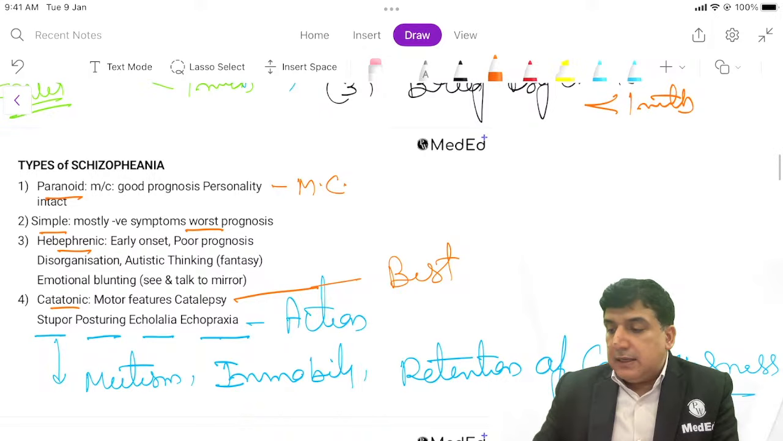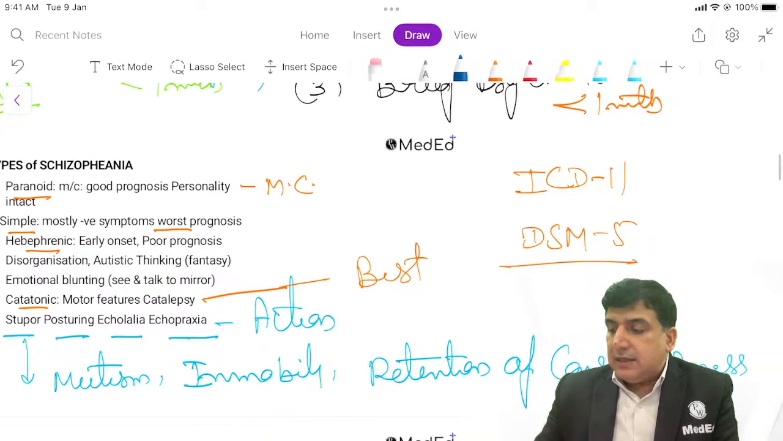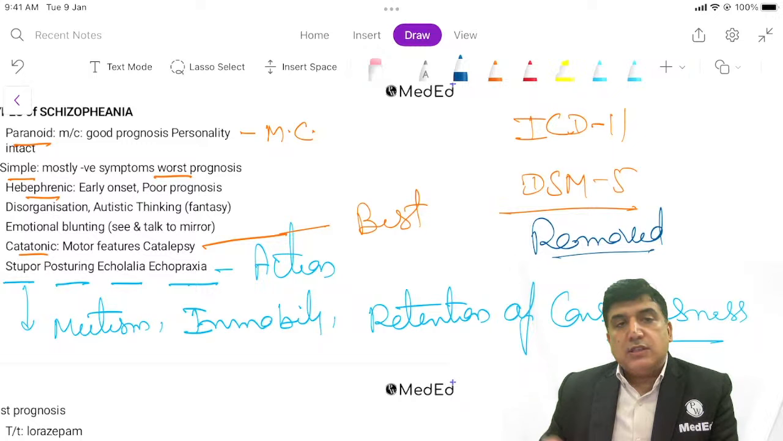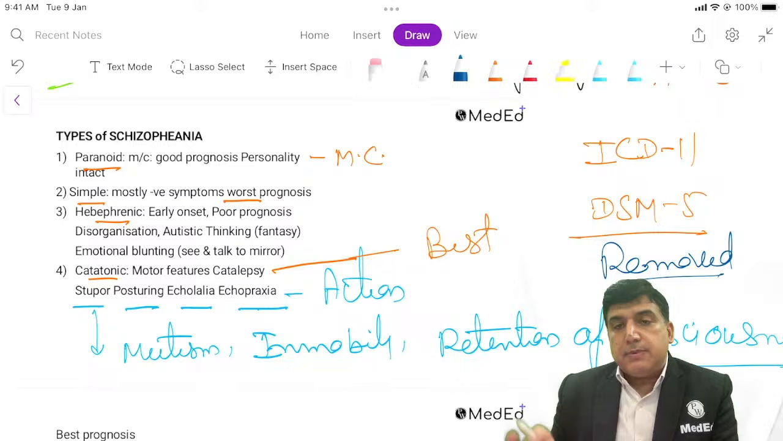But currently I want to tell you that in ICD-11 and DSM-5, these categories have been removed. The current studies don't support that we can have various subcategories of schizophrenia. So according to the current classificatory systems of psychiatry, ICD-11 and DSM-5, schizophrenia is schizophrenia. There is no subtype of schizophrenia. All subtypes have been removed.